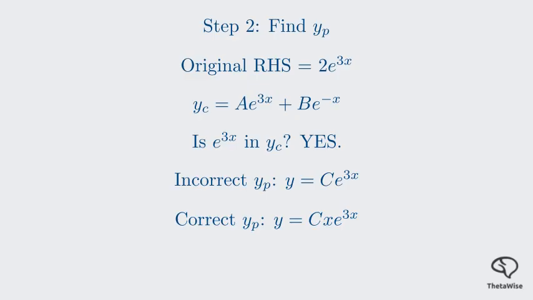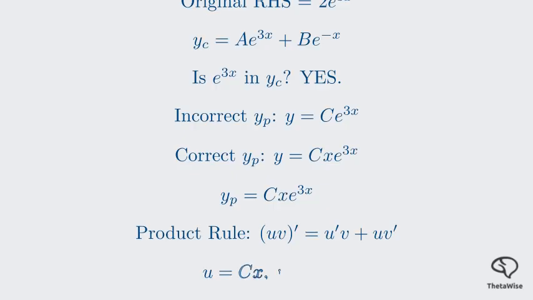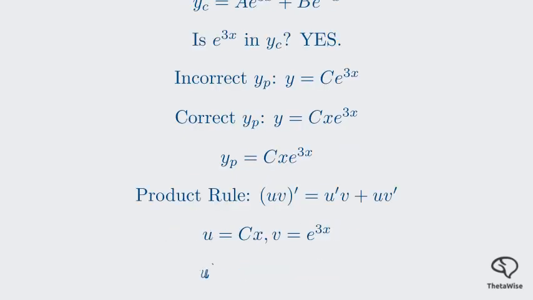Now we need to find the first and second derivatives of this expression. We'll need to use the product rule. Let's find dy/dx first. Here's a quick memory tip. The product rule states that the derivative of a product of two functions, u times v, is u prime v plus u v prime. Let's apply this. For our function yp, let's set u equals cx and v equals e to the 3x.